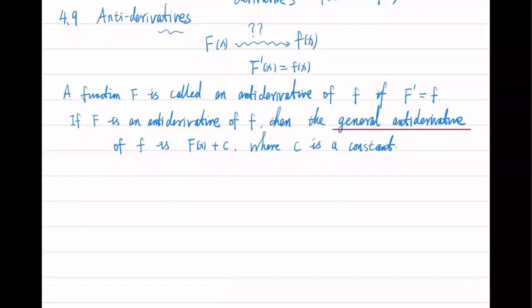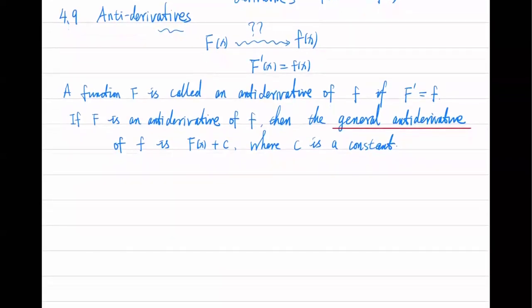Okay, so now let's check. We have a function. We want to find an antiderivative and then a general form.